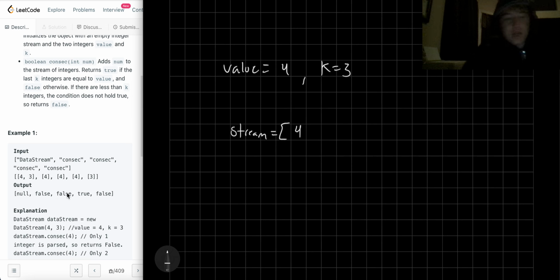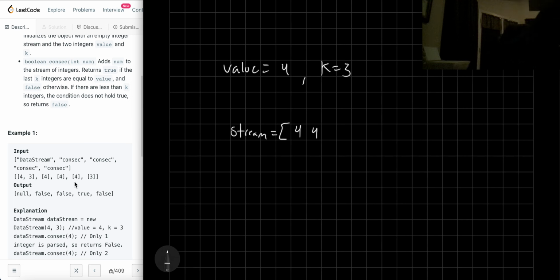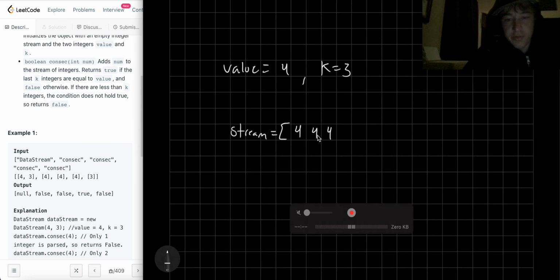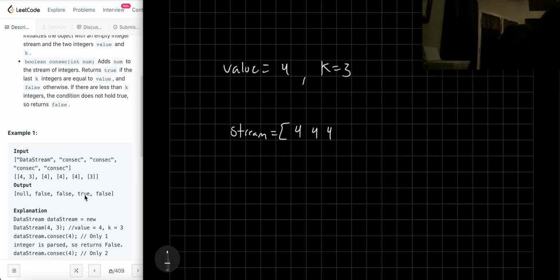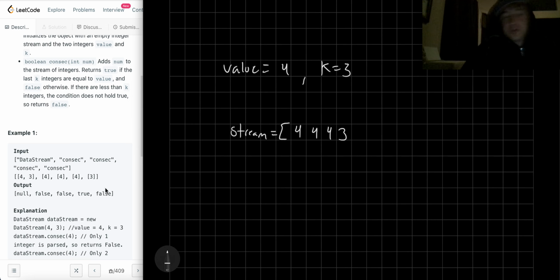Then we add another 4. Same situation here: we need at least 3 values added before we can even consider this condition. Then we add another 4, and the last 3 things are 4s, which is the value. Therefore, we return true. And then finally, we add 3, and 3 messes everything up. The last 3 things are not all 4, so we return false.